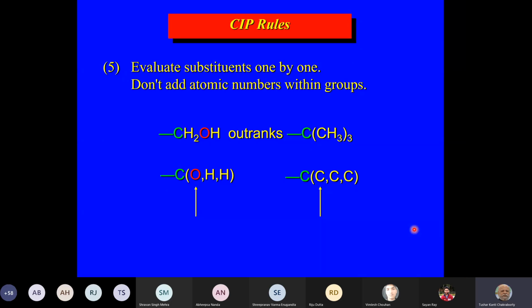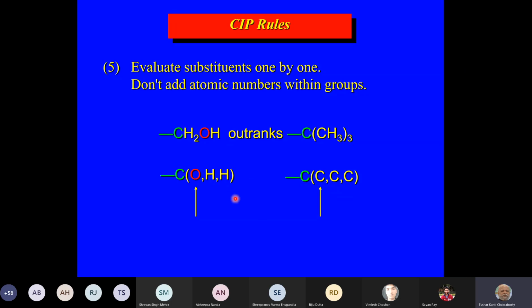And evaluate the substituents one by one. If you have a simple case, don't add the atomic numbers within the group. So you have a CH2OH, and then you have a tertiary butyl group, a carbon attached to three methyl groups. Now, if you write the substituent, as I've said before, you write oxygen, then hydrogen and hydrogen. And this one has carbon, C, C, and C.